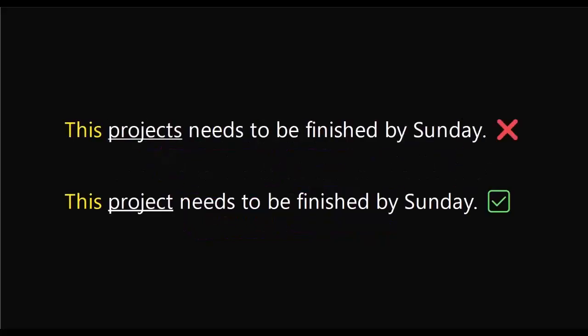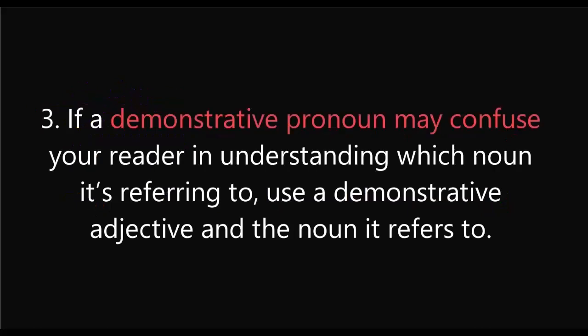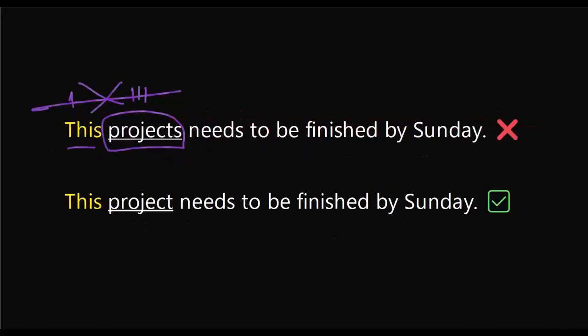Let me show you an example. What you may do, what you could do, which you wouldn't do. I'm sure about it. My students are smart. "These project needs to be finished by Sunday." So "this" is one of the demonstrative adjectives that refers to a singular noun, right? And "project" is a singular noun, so it doesn't match, singular and plural. It doesn't match. It should be "This project needs to be finished by Sunday." All right. That's the second point to note.